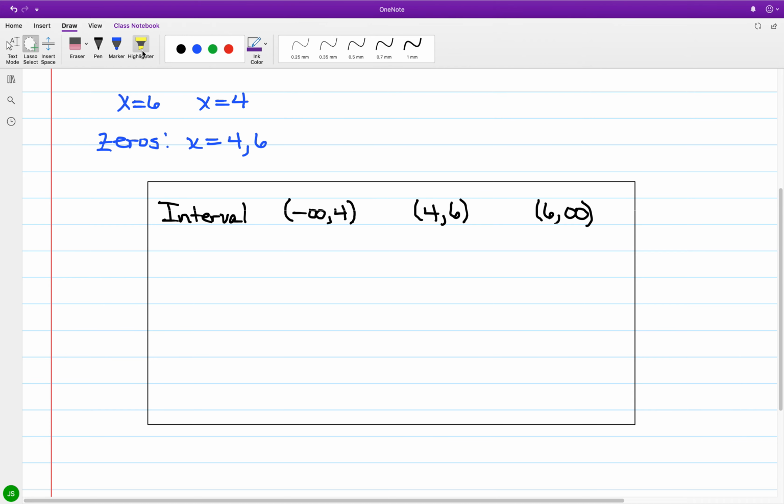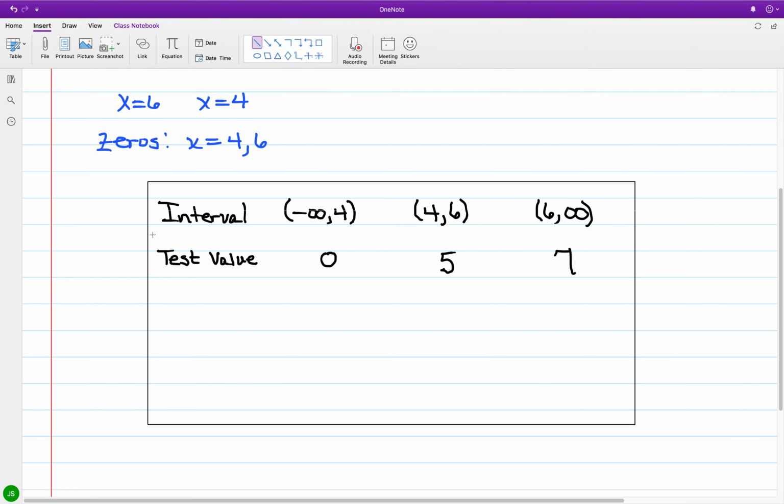First of all, we can insert test values. We can choose a value at random that is less than 4. It could be 3, 2, 1, 0, anything that is less than 4. We'll just go with the number 0. Between 4 and 6, we have only the value 5. And we can select any value greater than 6 to test the last of the intervals, so we'll just go with the number 7.